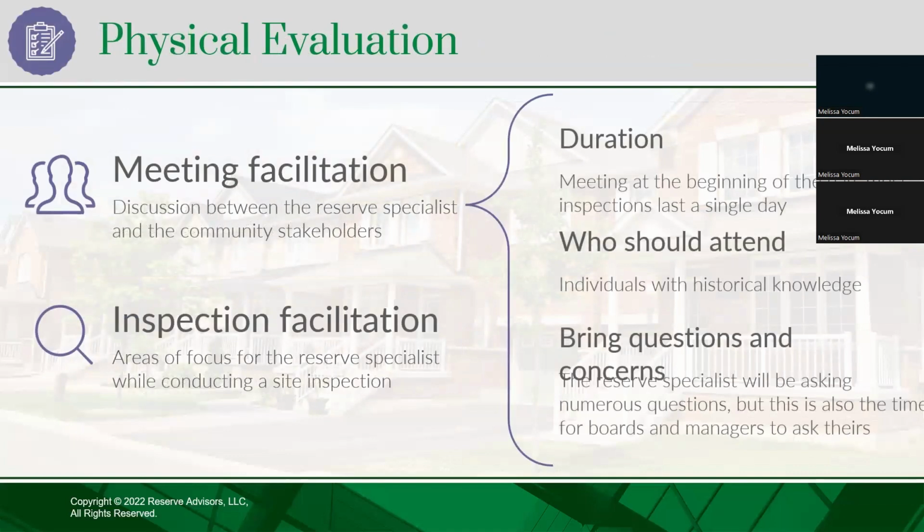Back to that physical evaluation, again, those two main components, both the meeting and the inspection, how do you facilitate those? What does that look like? Well, for the meeting, the duration can be as quick as 15 minutes for a really simple association that maybe just has an entrance monument, or it can go for over an hour. Obviously the more complex the community, the older it is, the more active projects you have, it probably will be a more involved meeting, right? There's more to discuss and kind of align on.